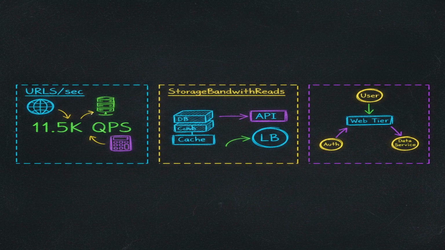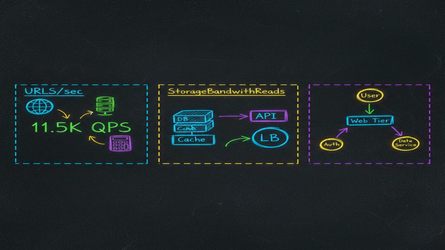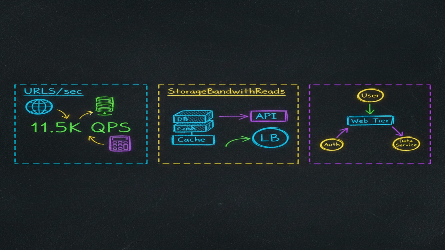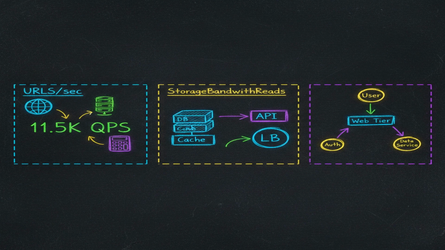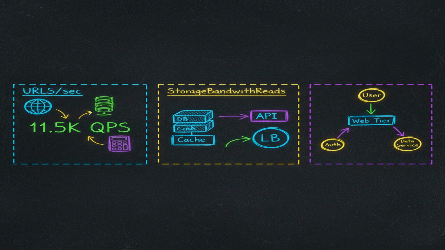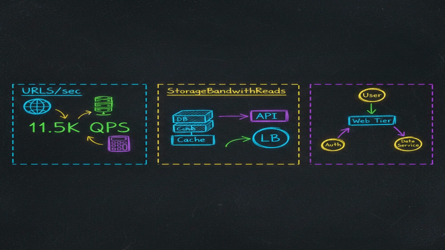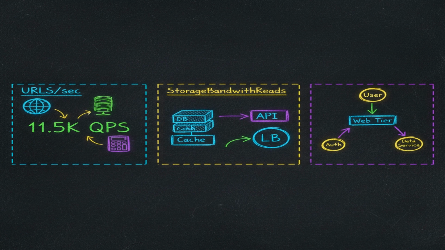Let's estimate our scale. Assuming 300 million URLs shortened per month, that's about 10 million per day. That's roughly 115 URLs per second. For storage, if each URL mapping takes 100 bytes, we need 1 gigabyte per day, or 365 gigabytes per year.